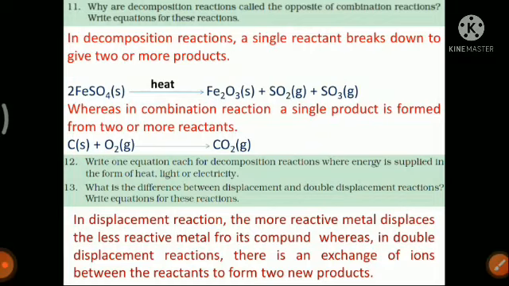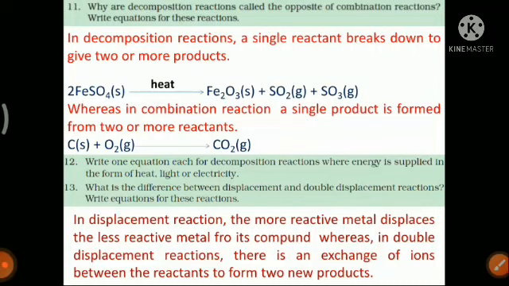Number 11. Why are decomposition reactions called opposite of combination reaction? Because in decomposition we will see a single reactant is breaking down to give two or more products. But in combination reaction a single product is formed by two or more reactants. So in one, two reactants are adding to form one product, and in the other, one product is breaking to form two reactants. Therefore decomposition reaction is the reverse of combination reaction, or opposite of combination reaction.